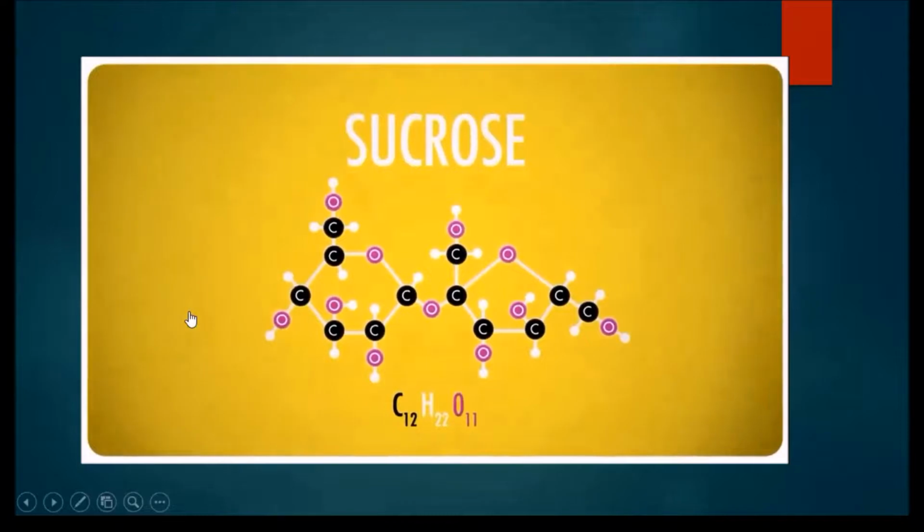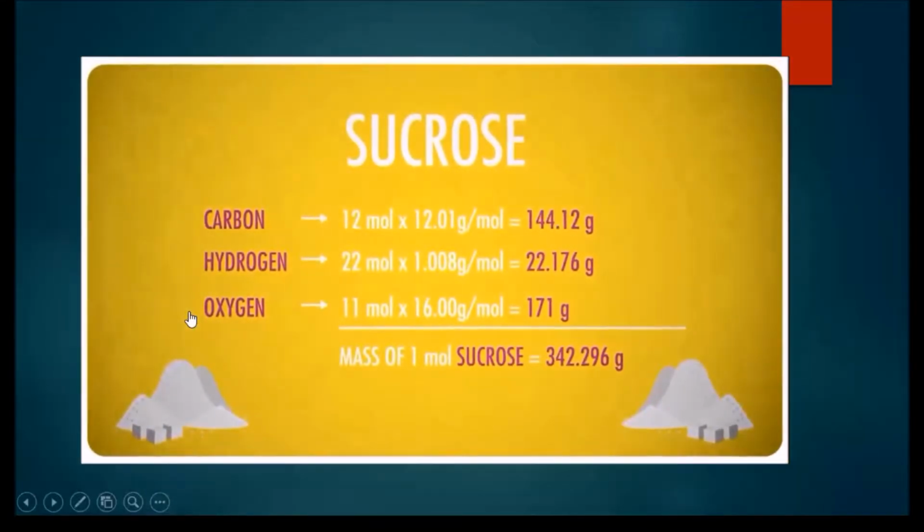So for instance, the formula for this sugar, or sucrose, is C12H22O11. 1 mole of sucrose, by definition, contains 6.022 times 10 to the 23rd molecules, and since each molecule contains 12 carbon atoms and 22 hydrogen atoms and 11 oxygen atoms, then 1 mole of sucrose contains 12 moles of carbon, 22 moles of hydrogen, and 11 moles of oxygen. Multiply the number of moles of each element by its molar mass and add them up. That's the molar mass of the whole compound.